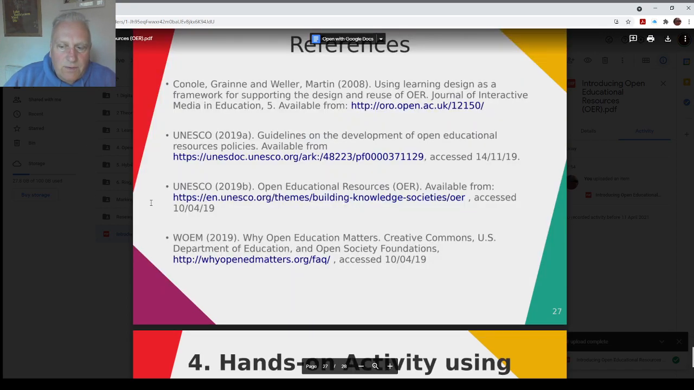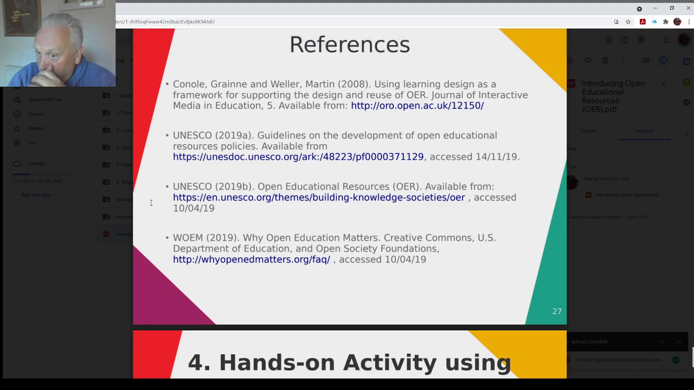Here are all the references. So I'm doing well. So I think I've been keeping this quite short. I've cited all the references. This is the one I've used the most.